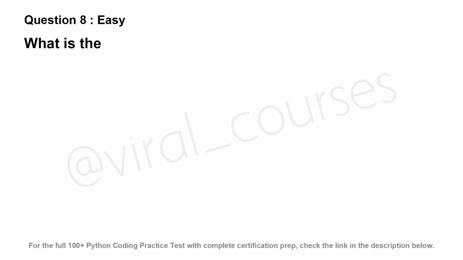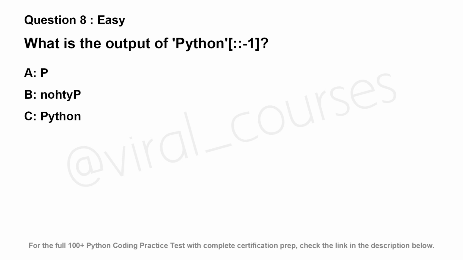What is the output of Python[::-1]? Option A, P. Option B, notyP. Option C, Python. Option D, error.